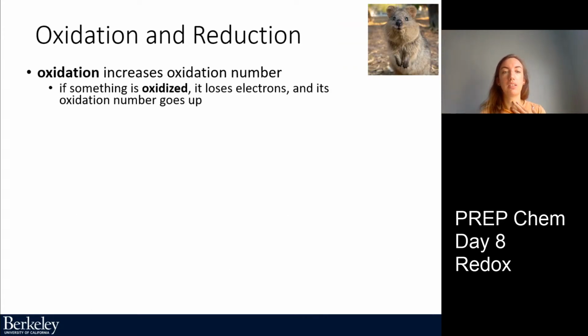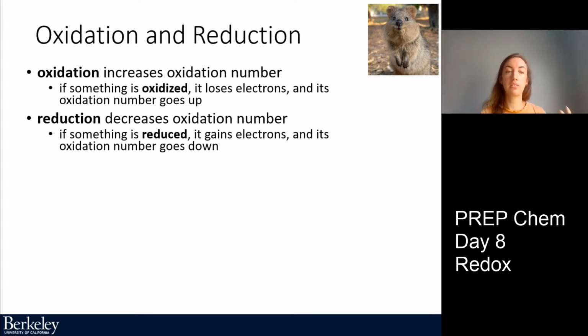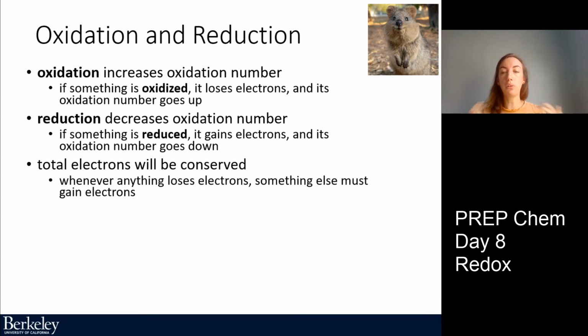So, like I said previously, oxidation increases the oxidation number. What that means in practice is that if something is oxidized, it loses electrons, and that means its oxidation number goes up. If something is reduced, it gains electrons and its oxidation number goes down. But the total electrons will be conserved. So we're not going to just have electrons coming off of our compounds and floating off into the air. And similarly, we can't have electrons just appearing out of thin air in our reaction.